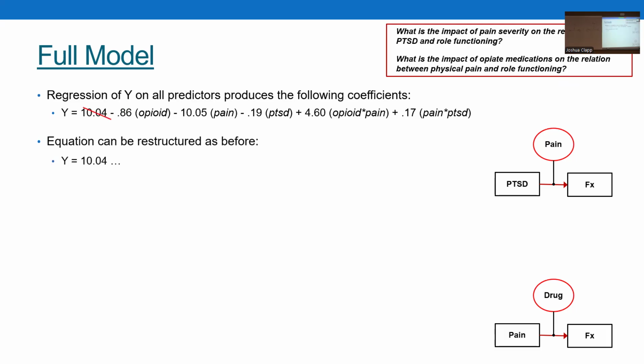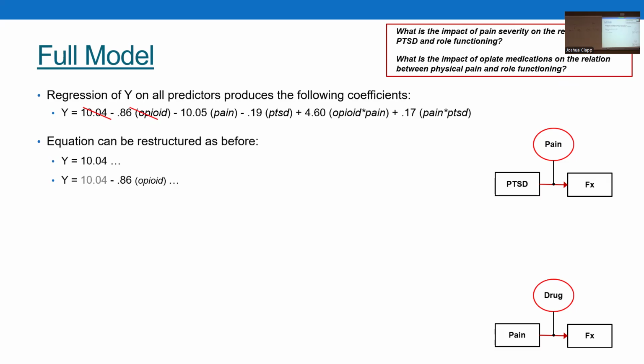Okay. So what we're going to do is go through and restructure our equation, right? We're going to pull down anything that doesn't involve my conditional effect. And right now, I've got conditional effects of pain and conditional effects of PTSD. So to start out, when I'm restructuring this, I'm going to pull down my intercept.